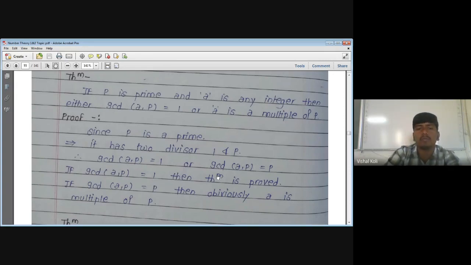Therefore, we conclude that if P is a prime number and A is any integer, then either GCD of A and P equal to 1 or A is a multiple of P. If P is a prime number, then it has only two divisors, 1 and P. Therefore, the possible values of GCD of P with any integer are only two, that is either 1 or P. If GCD is 1, then our theorem is already proved. If GCD is not equal to 1, then GCD must be equal to P, and then A must be a multiple of P. Therefore, the given statement is proved.